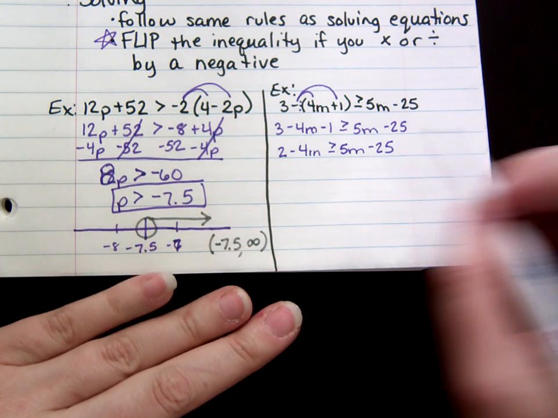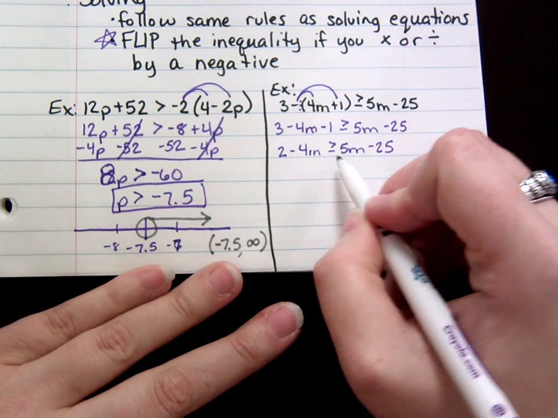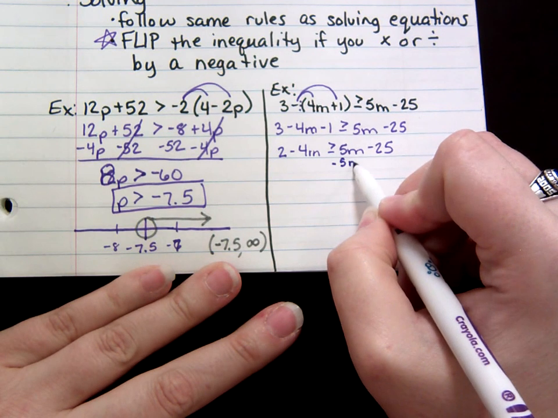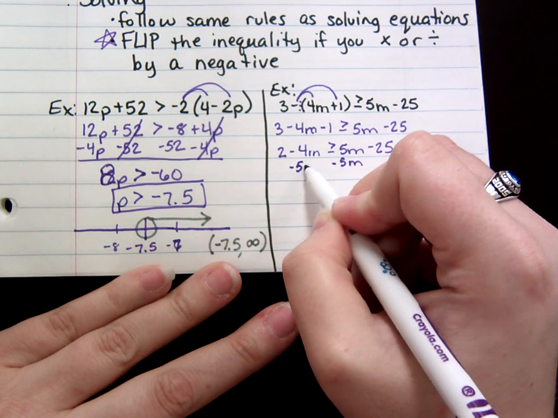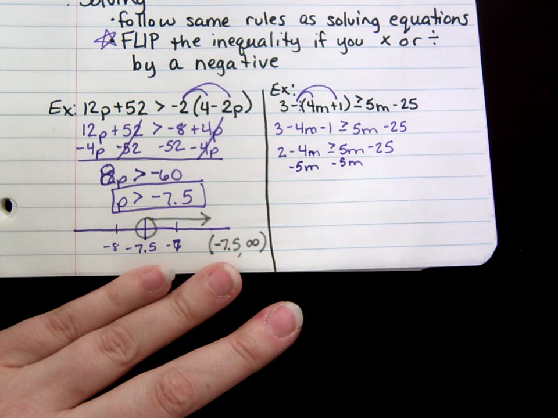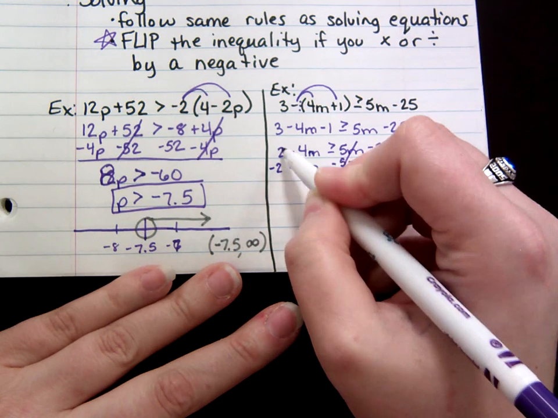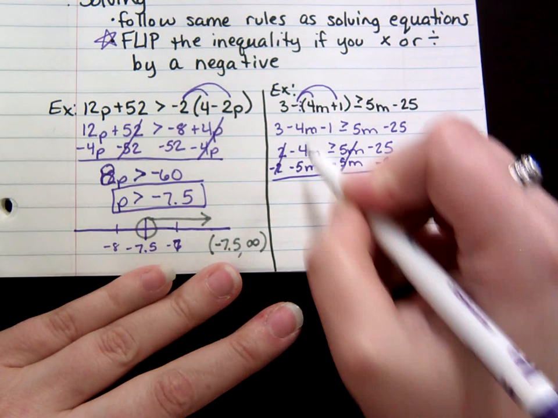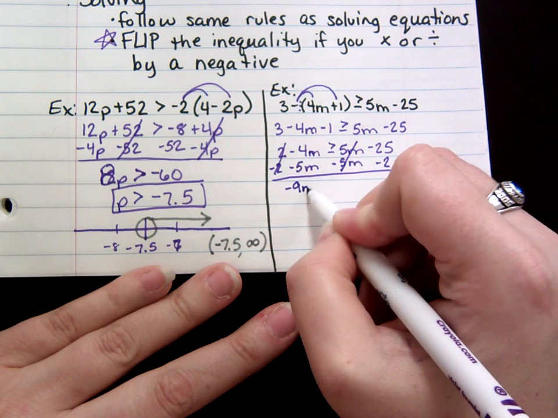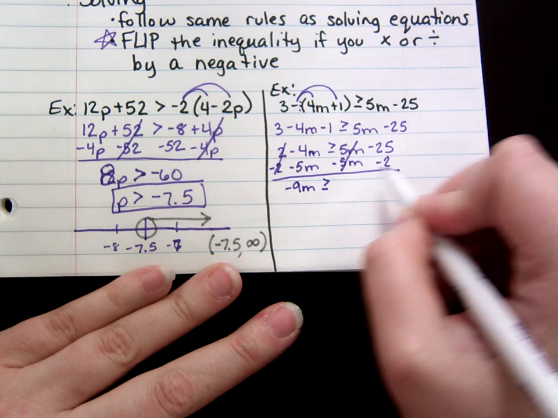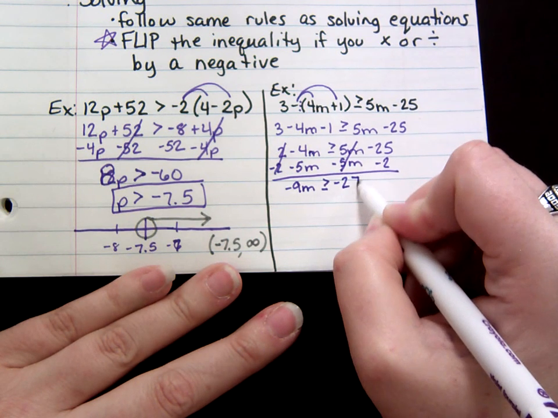Next, I'm going to move my variables to the left side. Again, I'm moving them to the left even though it's going to make it positive because it ends up easier when I go to do my number line. So the 5m's cancel over here. I'm also going to go ahead and subtract 2, which gives me negative 9m is greater than or equal to negative 27.